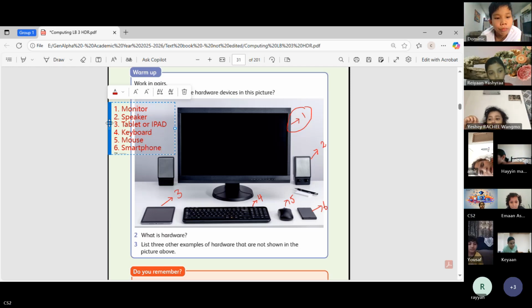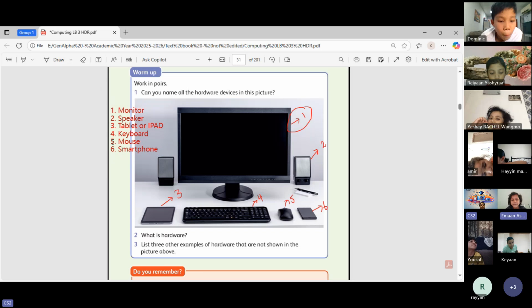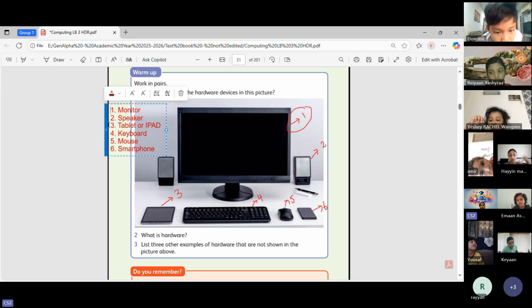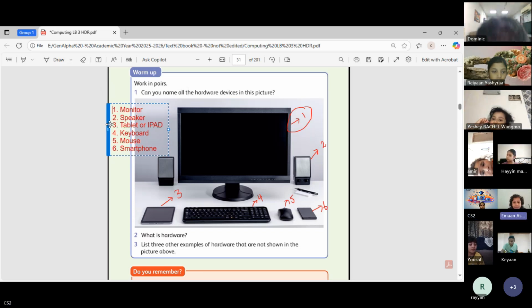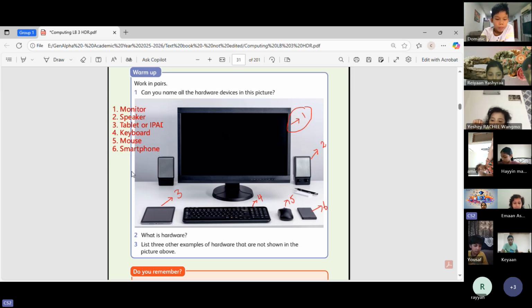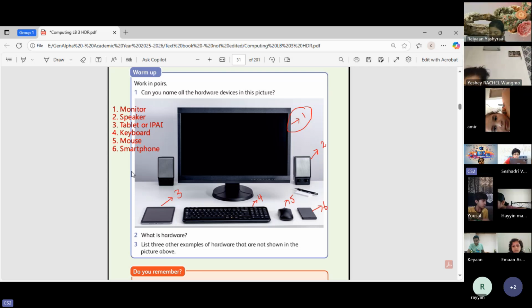Clear? I hope no one has any doubts in these parts, right? Okay, no doubt. Next, we have done the answer for the first question, right? Can you name all the hardware devices in this picture? So we are done with the answers for these questions.